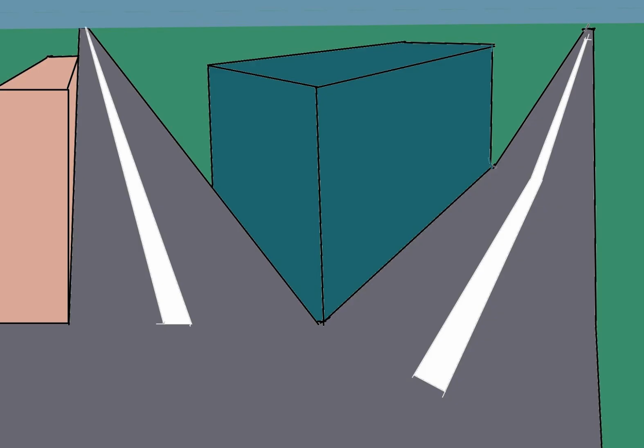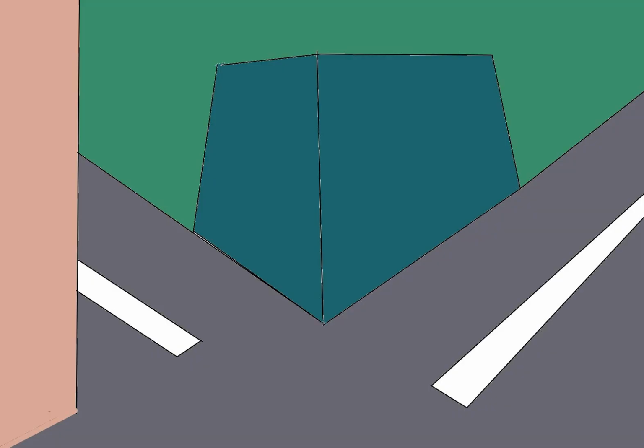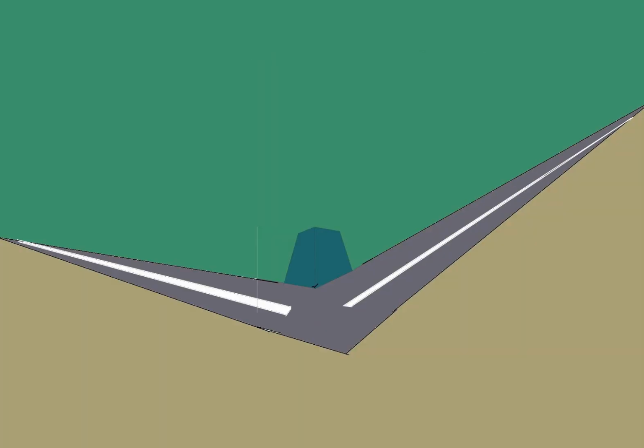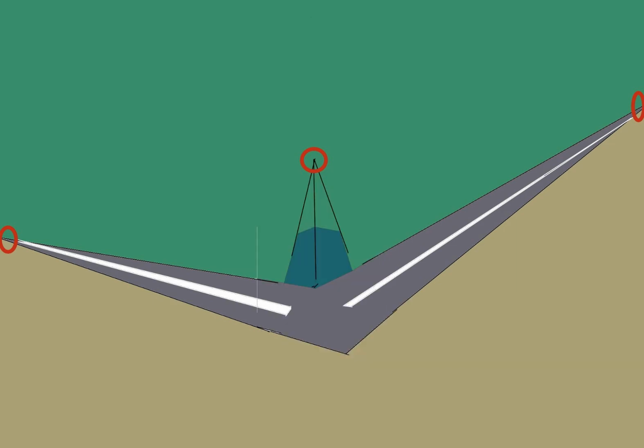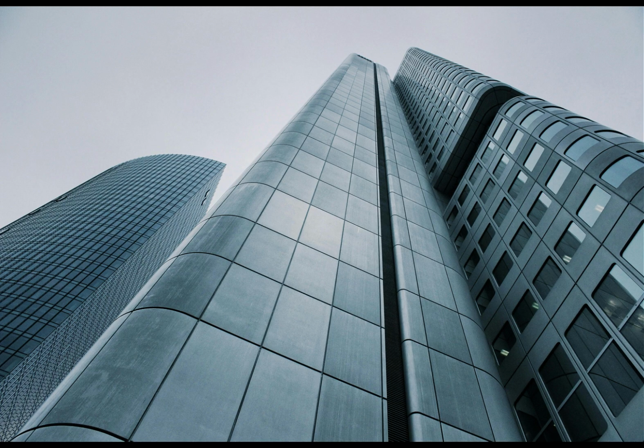But even this still isn't enough, because sometimes depth doesn't just move sideways. Sometimes it moves vertically. Look up at a skyscraper. Notice how the vertical lines don't stay parallel. They converge. This is three-point perspective. It adds height to depth, and psychologically, it does something powerful. It makes things feel massive, dominant, overwhelming.